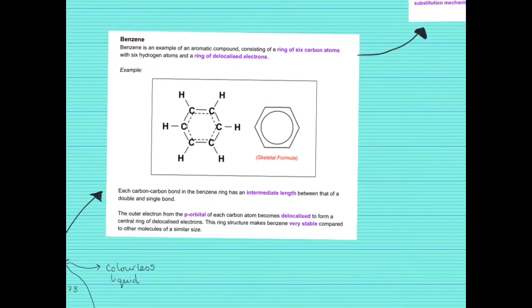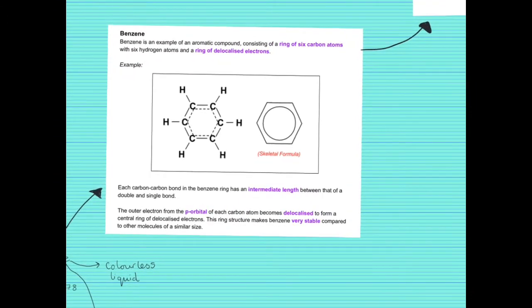So benzene is an aromatic compound consisting of a 6-carbon ring with 6 hydrogens, and it's got a ring of delocalized electrons. Each carbon length is an intermediate length. The outer electron from the pi orbital of each carbon becomes delocalized to form a central ring of delocalized electrons, and that's its skeletal formula there. The ring structure is very stable compared to molecules of its size.